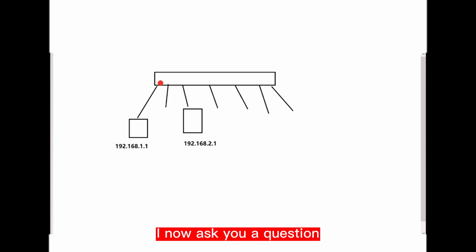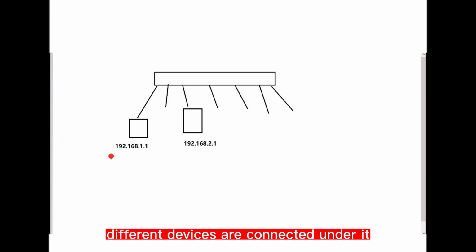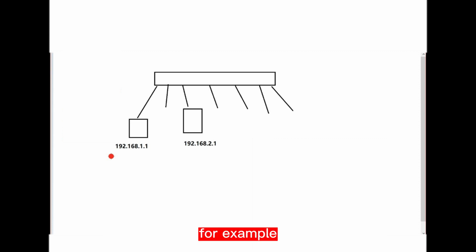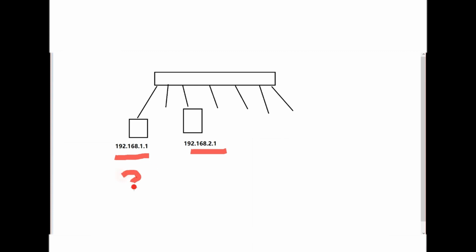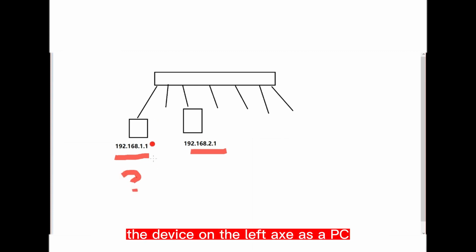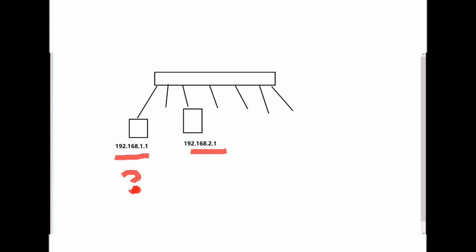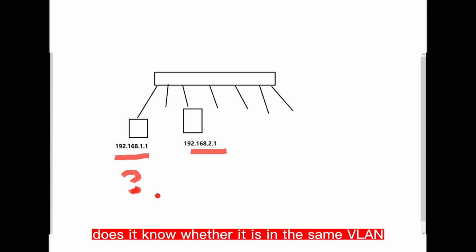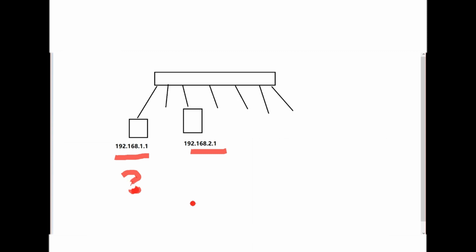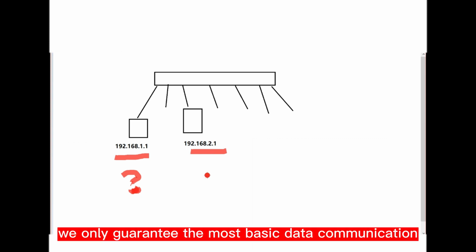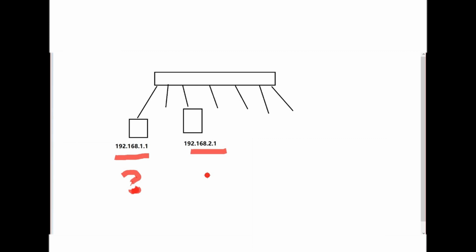I now ask you a question. Different devices are connected under the ports of this switch. For example, now both of them are not in the same VLAN. Then the device on the left acts as a PC. Does it know whether it is in the same VLAN as the device on the right when sending data? Okay. It doesn't know. So for end users, we only guarantee the most basic data communication.